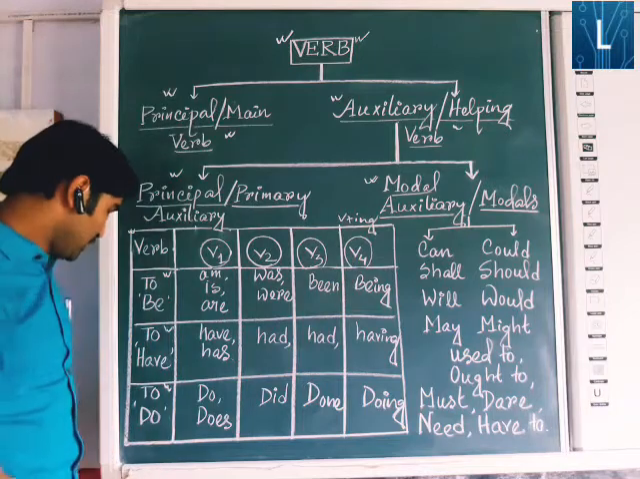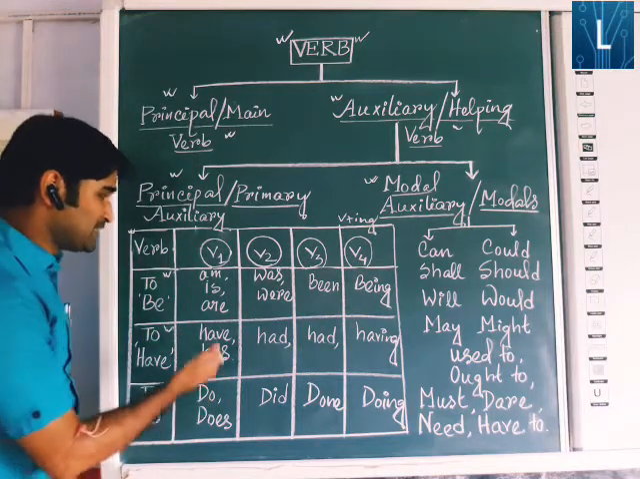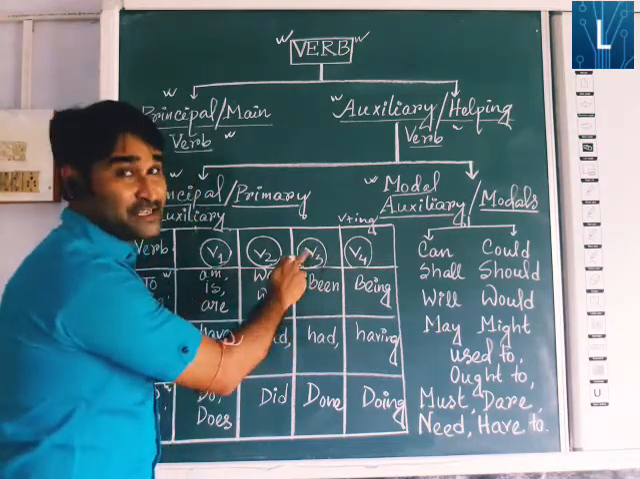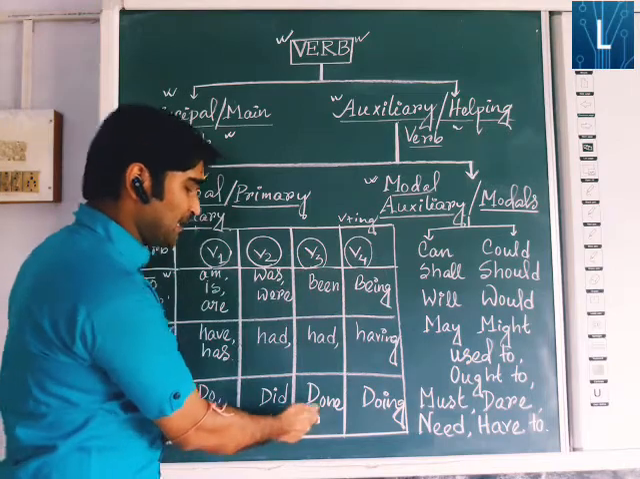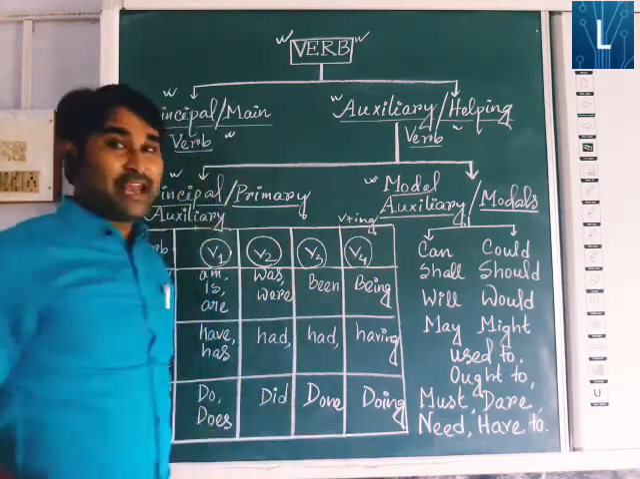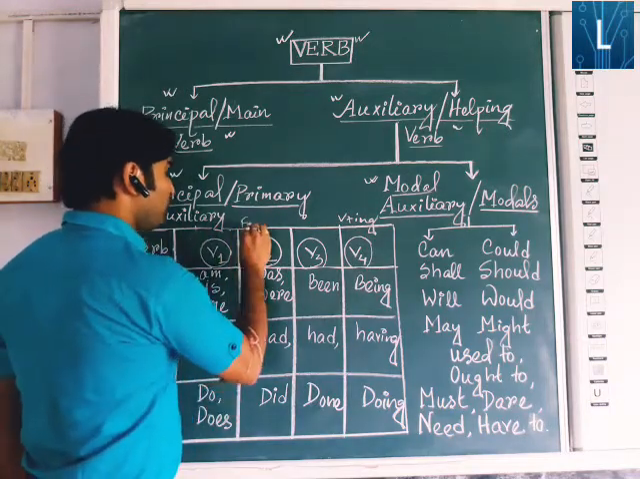Next, for the do verb, present forms will be do, does, past form will be did, and the past participle form, not the future form, will be done, and V4 is doing. Another form I haven't given is the future form of it.